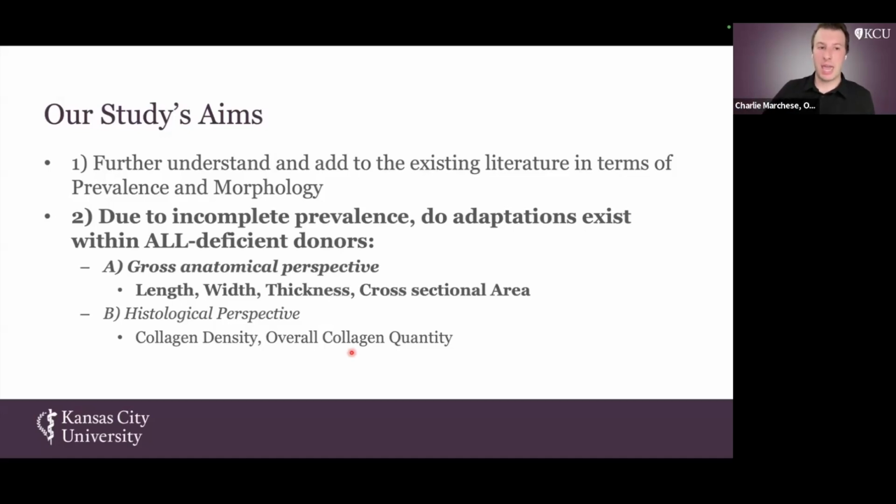Our second aim, 2A, is basically trying to understand if, because of the fact that there is incomplete prevalence, adaptations exist within ALL deficient donors. So 2A is all about the gross anatomical perspective, where we actually measure the length, the width, the thickness, and the cross-sectional areas of some of these structures to see if adaptations existed when you compared ALL deficient donors to ALL present donors.